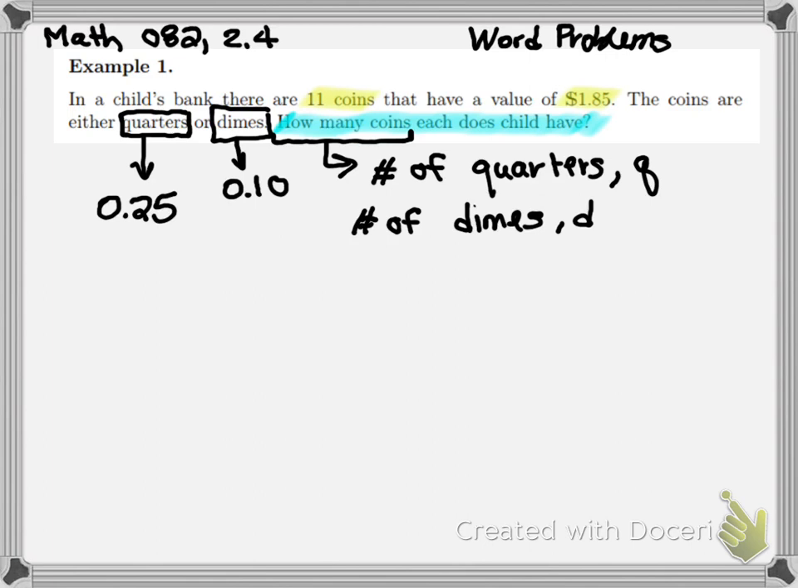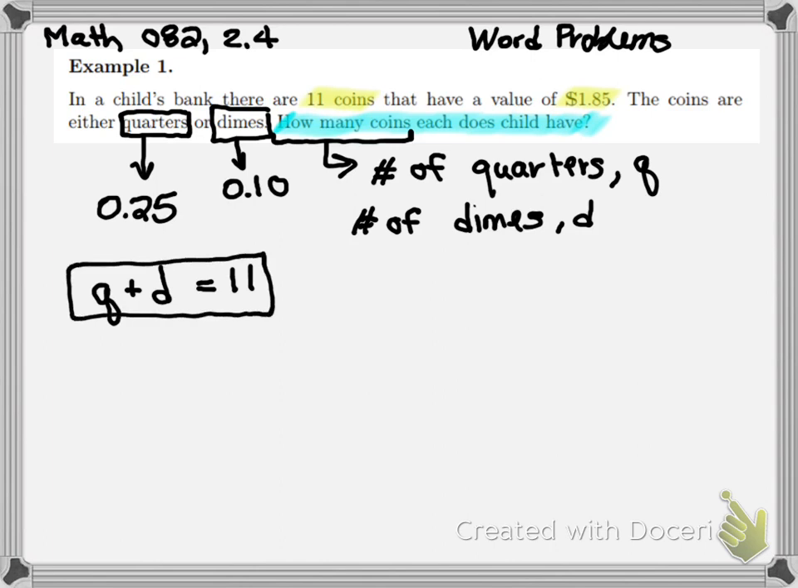Okay, so what do we know about the number of quarters and the number of dimes? Well, if we added the number of quarters and the number of dimes together, what is the total number of coins the child has? Well, let's go back and read it. It says that in the child's bank there are 11 coins. So that means that the number of quarters, Q, whatever that is, and the number of dimes, D, total, add up to 11, right? That's not the monetary value, that's just how many coins there are. So that is our first equation.